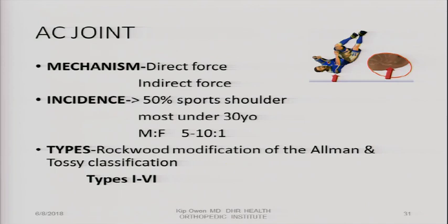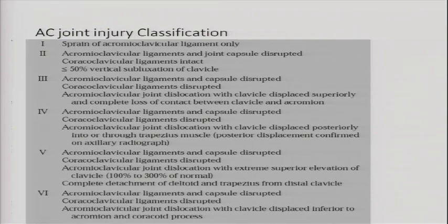The AC joint injuries encompass greater than 50% of the shoulder injuries that we see in sports medicine. Most of them occur in people under the age of 30, and again, the guys outpace the girls by a significant margin for this injury. There are 6 different types. Rockwood made a modification of the Ullman and Tossi classification. I'm going to try to simplify that a little bit.